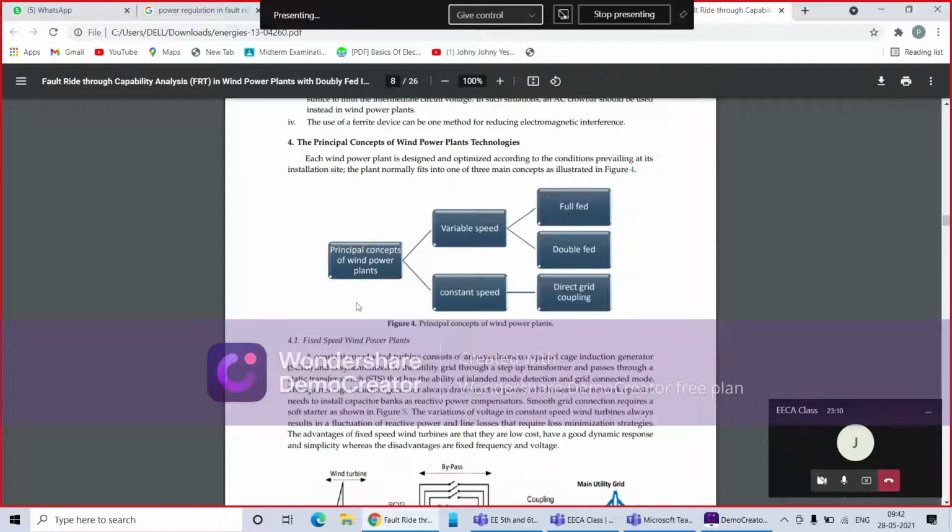So we have these wind plants. Everybody knows, we have this wind turbine, then we have the generator. Mostly we use a doubly fed induction generator in the case of a wind turbine, and this generator is connected to the grid with a certain kind of controller. This wind plant can be of two types. The first one is variable speed type, and the second one is constant speed type. The variable speed could be of two types: full fed and double fed. And the constant speed type would be direct grid coupling. Now we will see what that means.